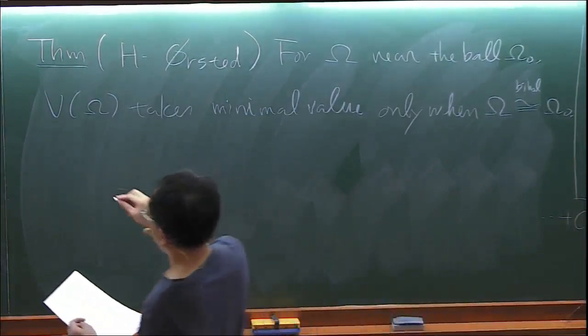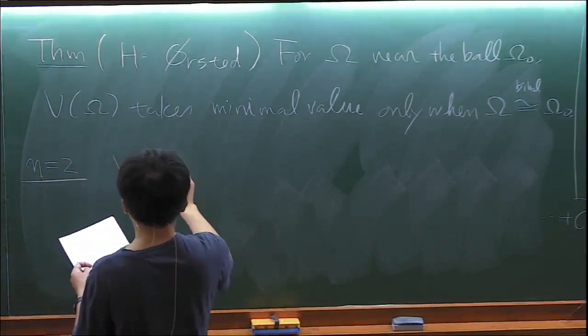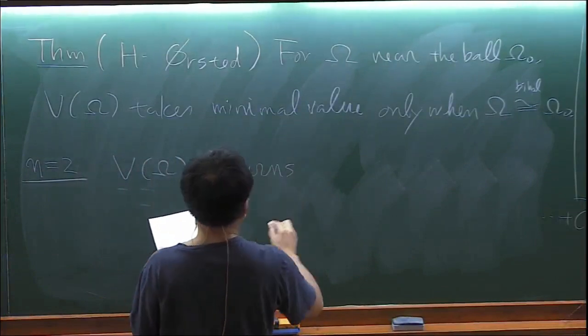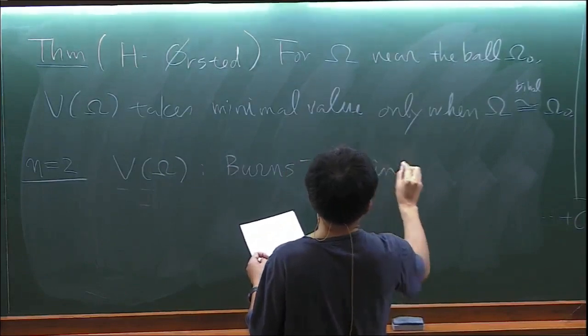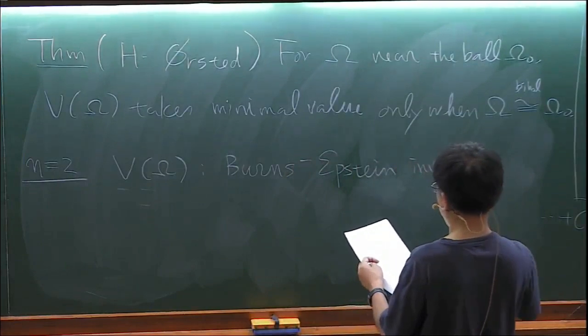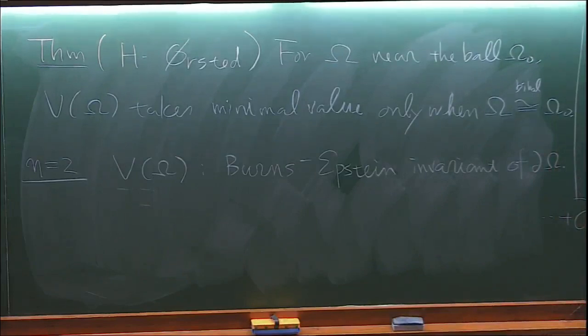Okay. And for n equals 2, it was already known. This is called the Burns-Epstein invariant of the boundary. Their construction is quite different. They try to construct the analogy of the Chern-Simons invariant in conformal geometry.